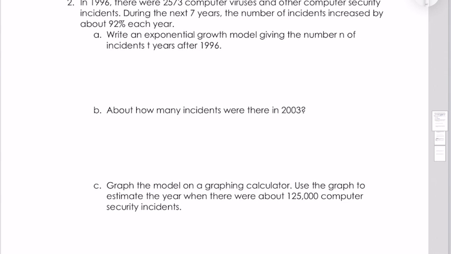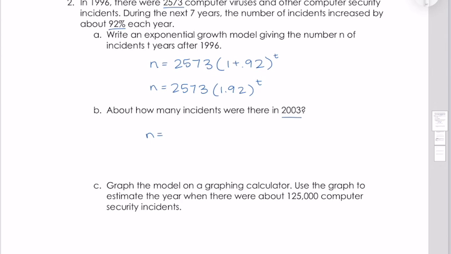And number 2, in 1996, there were 2,573 computer viruses and other computer security incidents. During the next 7 years, the number of incidents increased by about 92% each year. So the numbers that are important are 2,573, which is my initial amount, and then the percent increase is 0.92. So I'm just filling in that original formula that was bold up above number 1. I'm just 1 plus 0.92, I combine that to be 1.92.